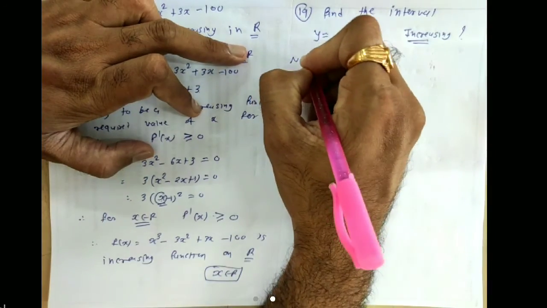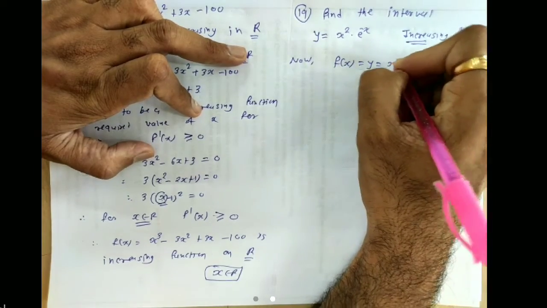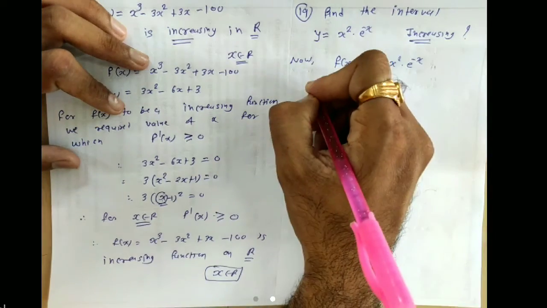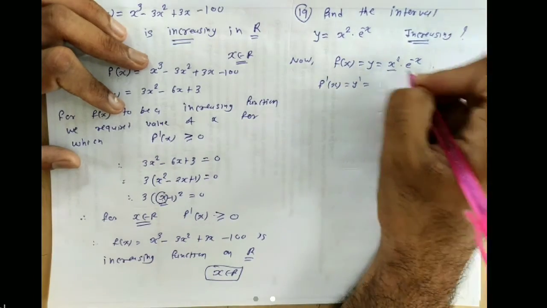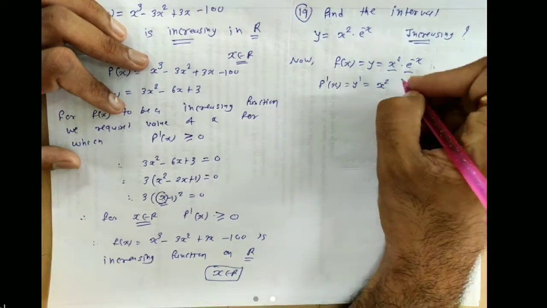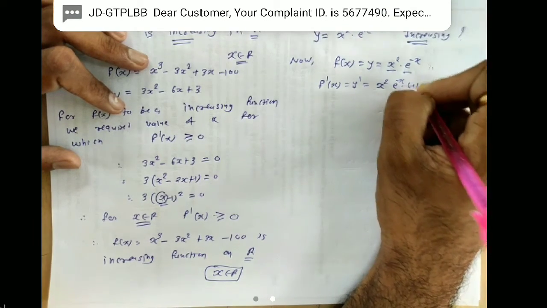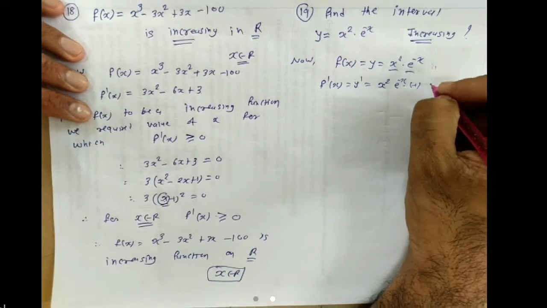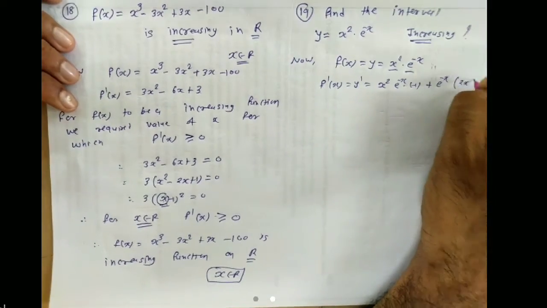So now start with the given function, which is a function of x. So f of x equal to y, which is x square into e raised to minus x. So the first order derivative is f dash x, which is our y dash. Now these two functions are in multiplication, so we have to apply the product rule. So x square as it is, differentiation of e raised to minus x will be e raised to minus x into minus 1, plus e raised to minus x as it is, and differentiation of x square, which is 2x.